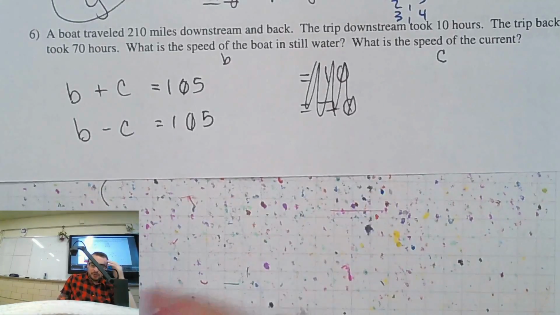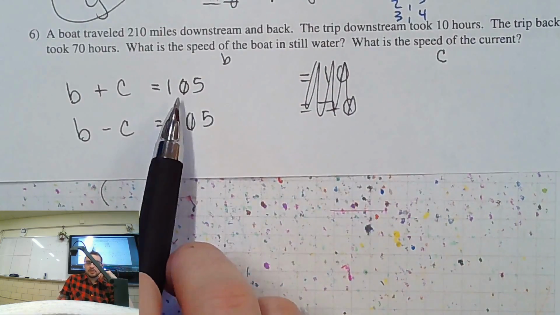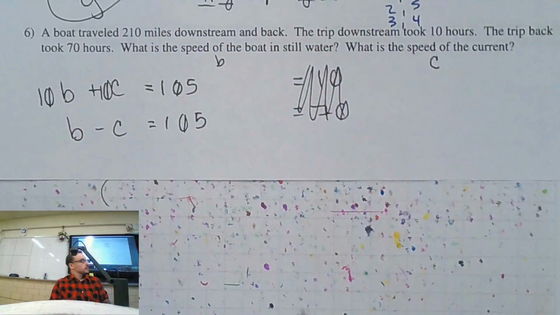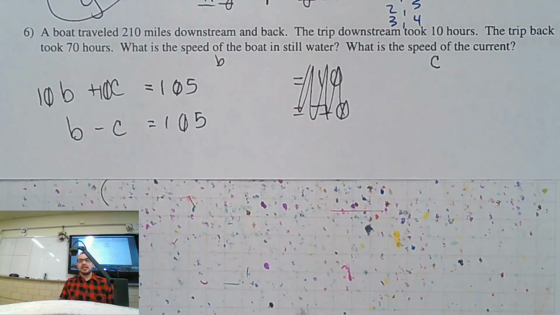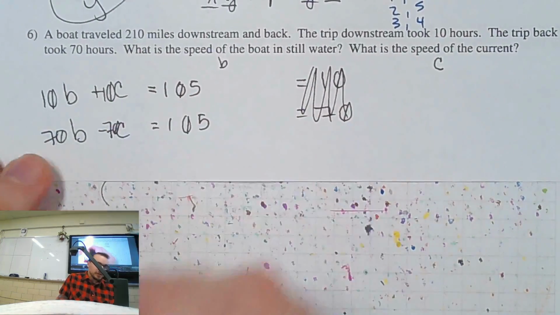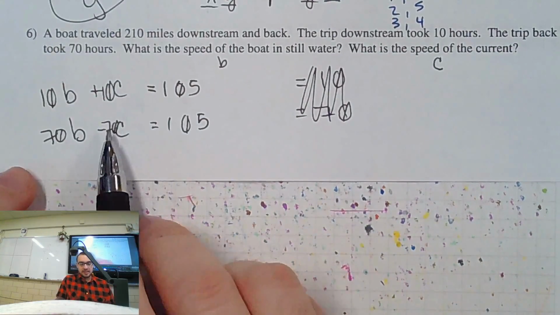But it took 10 hours one way and 70 the other. What are we doing here? One's going upstream, one's going downstream. So it'll only take 10 hours to cover the same amount. So 10 hours of boat speed plus 10 hours of current is going to push you all the way to 105. 70 hours of boat speed minus 70 hours of the current, because the current's pushing against it, is going to get you the same distance. It's just going to take longer. That's a 70.